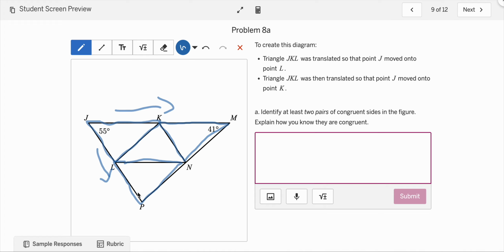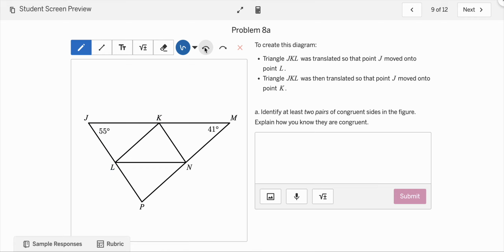Okay, so we know that all three of these triangles are in fact congruent. They're the same. So if that means that the triangles are the same, then this angle is equal to this angle, which is equal to this angle. All of these angles are 55 degrees.